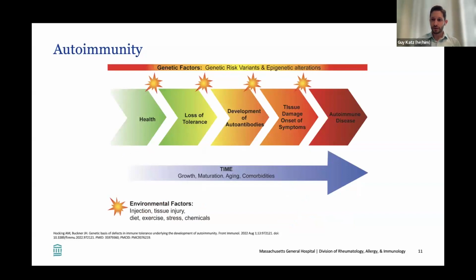So this slide sort of encompasses our general overview of how autoimmune disease develops. And this is true for vasculitis, and it's true for other types of autoimmune disease as well. On the left side of the screen, there's a healthy person before they develop autoimmunity. And on the right side is once they've developed autoimmunity.